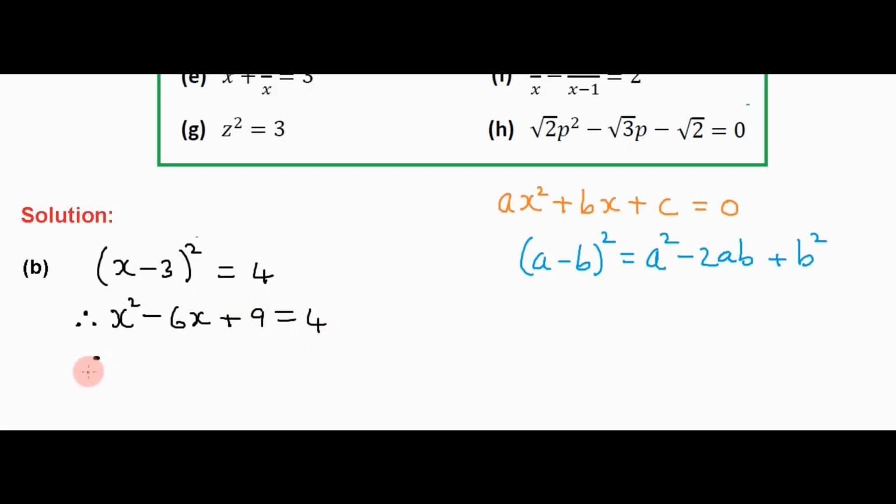Now we can bring the 4 to the left-hand side. 9 minus 4 is 5, and this equals 0. Now the equation is in standard quadratic form, and we can write down the values of a, b, and c. So a is 1, b is negative 6, and c of course is 5.